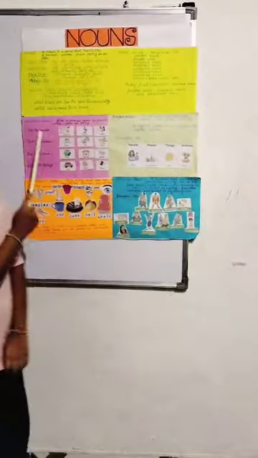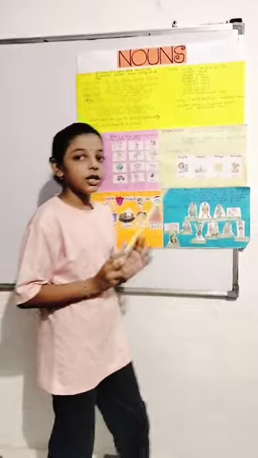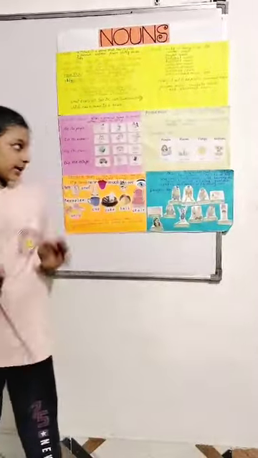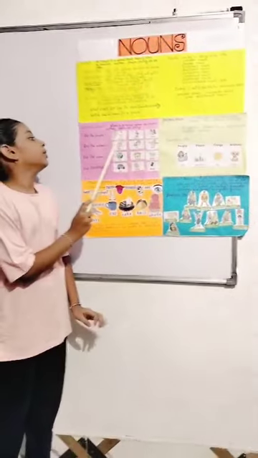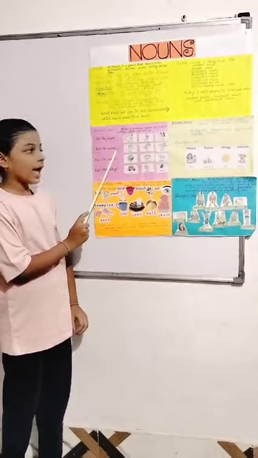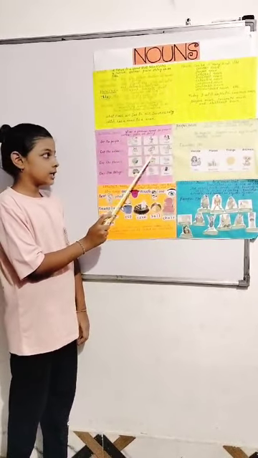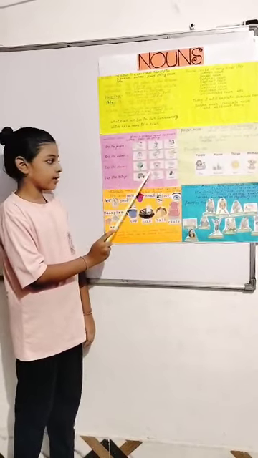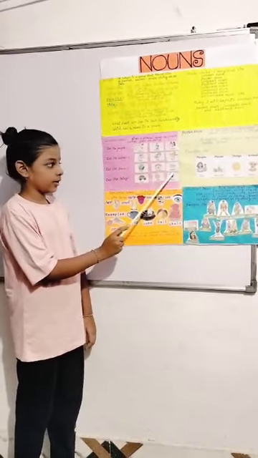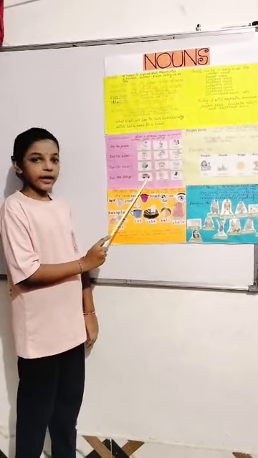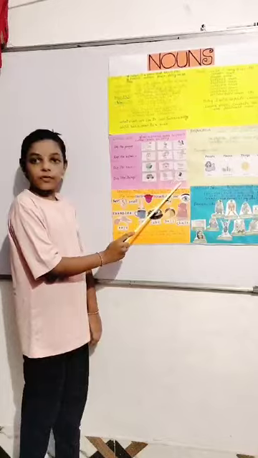Common noun. Common noun gives a general name to people, animal, place, or thing. Example, like people, teacher, doctor, friend. Example, like animals, dog, cat, bird. Example, like places, park, school, beach. Example, like things, car, book, phone.